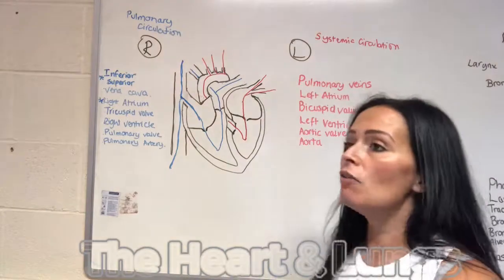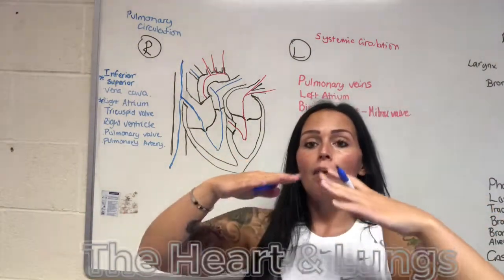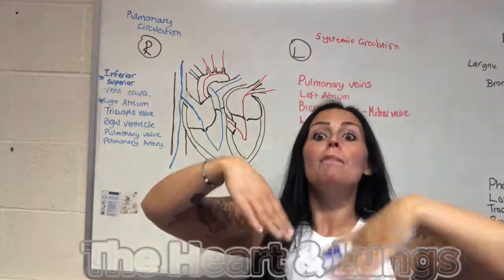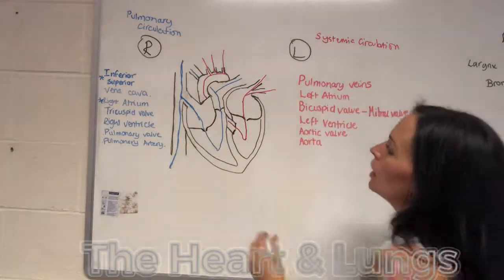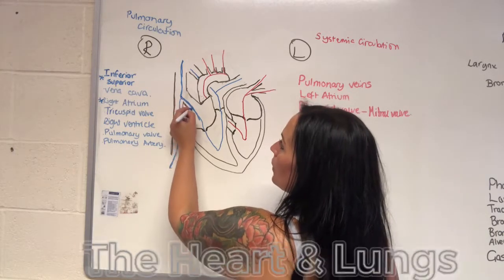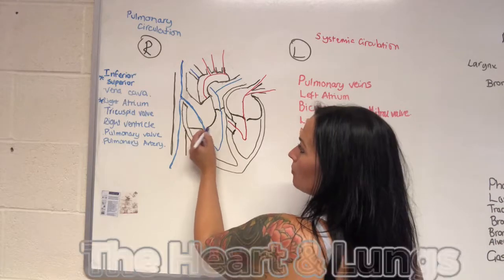Basically valves open and close to prevent backflow. So as the heart beats, the blood can come through, but it can't go backwards. It's only got that one-way flow. So if they're working great, then that's what they do, prevent that backflow. So that goes through the tricuspid valve, and that's this bit here.